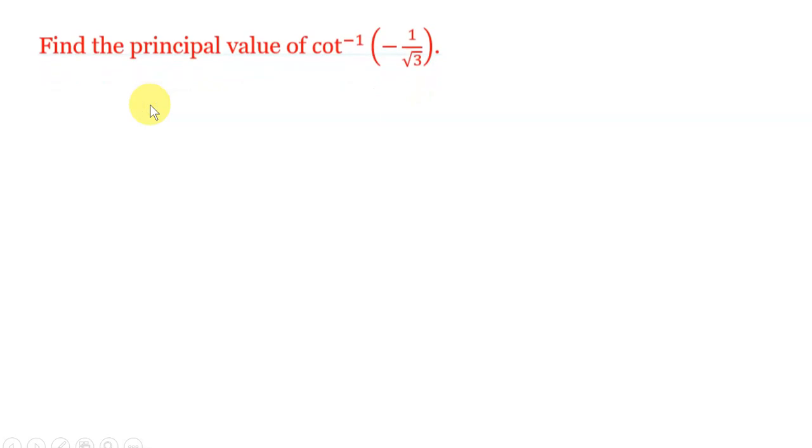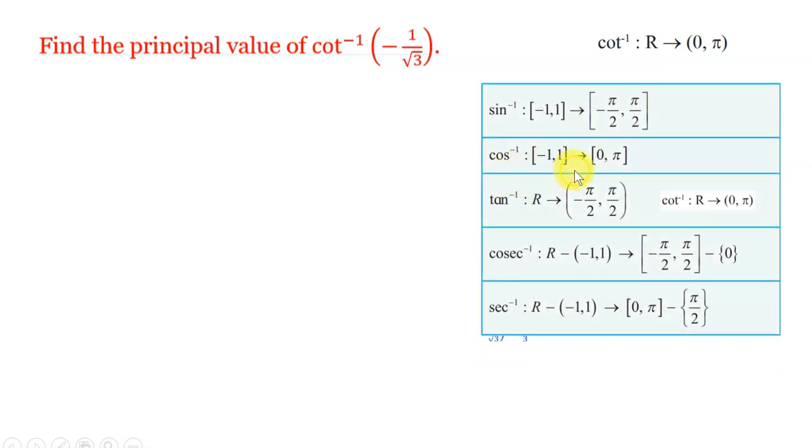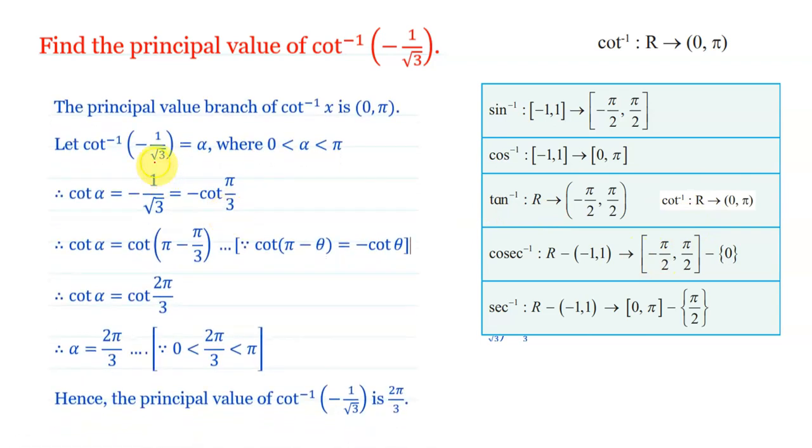Now the next. Find the principal value of cot inverse of minus 1 upon root 3. Again, the principal branch of cot inverse lies between 0 to pi. Therefore, here the principal value branch of cot inverse of x lies between 0 to pi. And now let cot inverse of minus 1 by root 3 be equal to alpha.